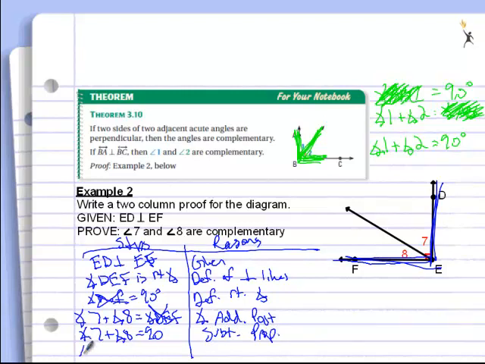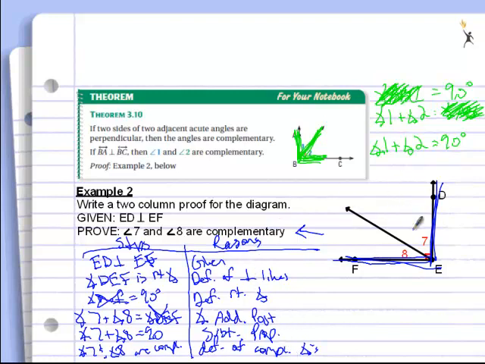And then angle 7 and angle 8 are complementary, exactly what they wanted me to prove, and that's the definition of complementary angles, because if they add up to form 90 degrees, that's what a complementary angle does. So again, you can see we did 3 definitions there. That is why it's annoying.